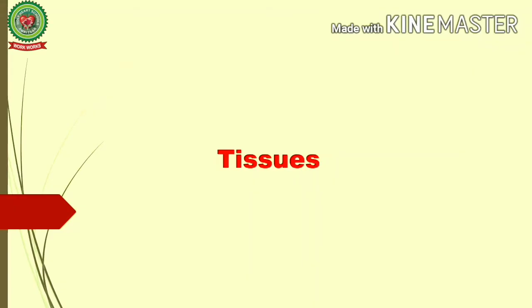Hello everyone, this video is in continuity with the previous video of chapter tissues. In that video we have discussed tissues, meristematic tissue and types of meristematic tissues. We have also discussed permanent tissue and types of permanent tissue, that is simple permanent tissue. In simple permanent tissue we have discussed protective tissue.